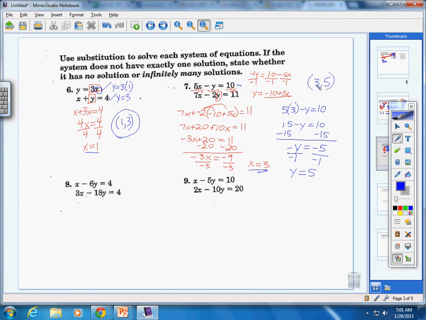And if you don't believe me, then you should check it. That's in your best interest to know how to check and to use the check. For time's sake, I'm not going to do it. Let's move on to 8.